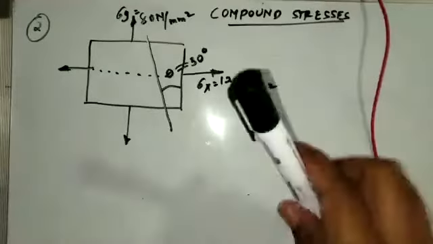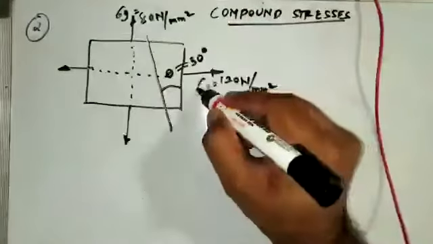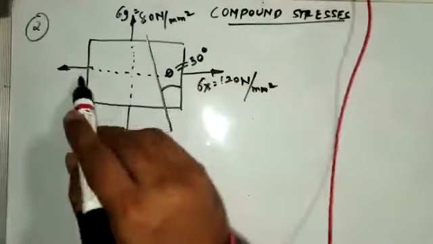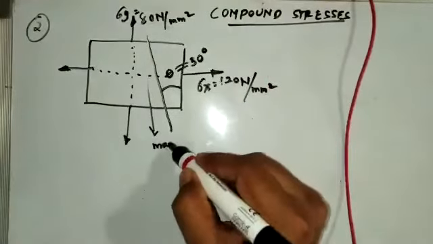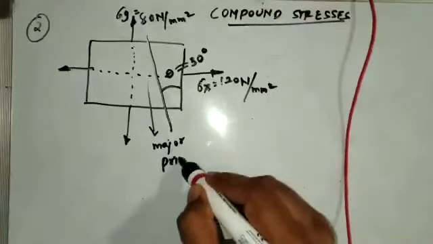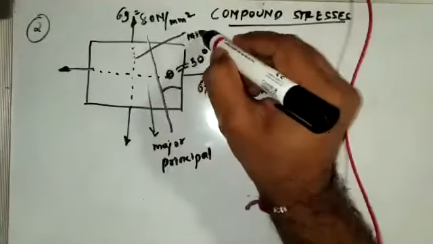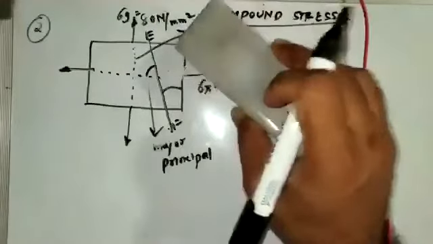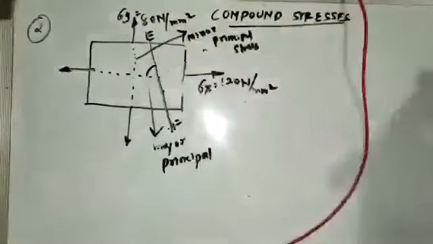So, do you remember which is the major principal line and minor principal line? Major principal axis and minor principal axis. So, this x axis we call it as major principal axis, and this y axis we call it as minor principal axis. Initially it will not be like this, so you have to find out the oblique plane angle theta.